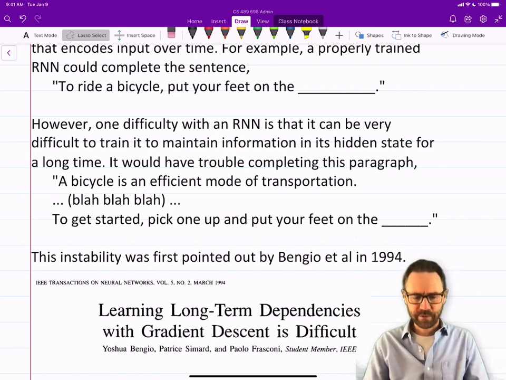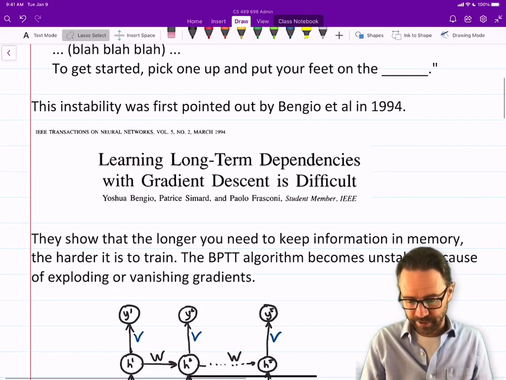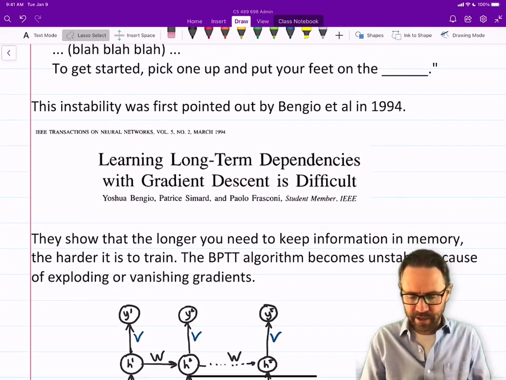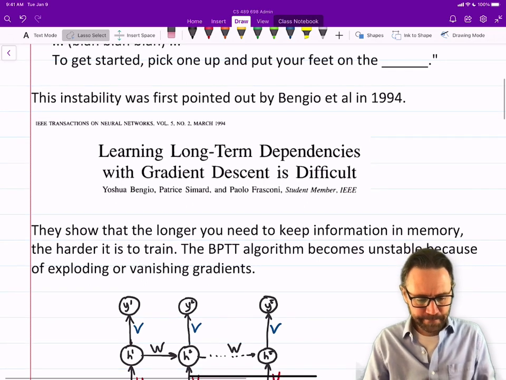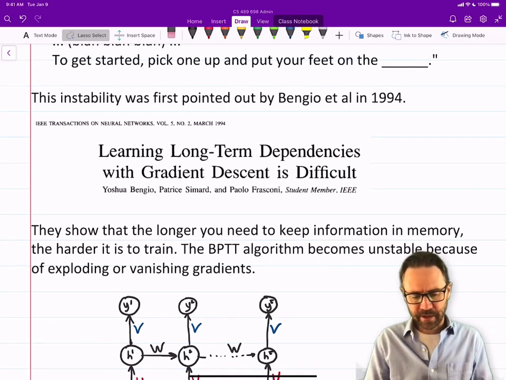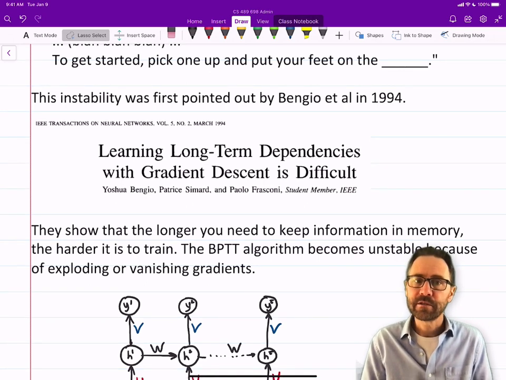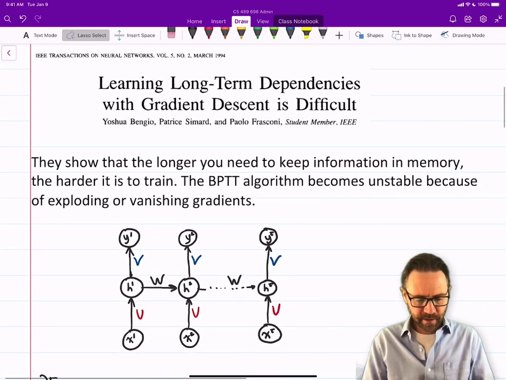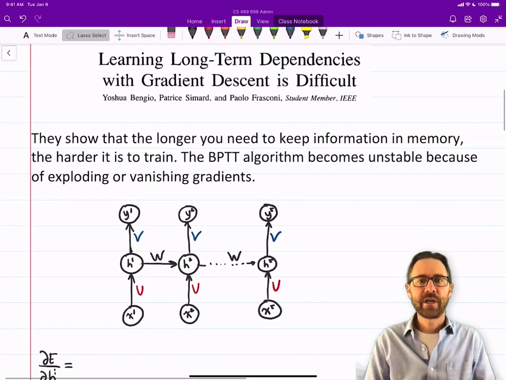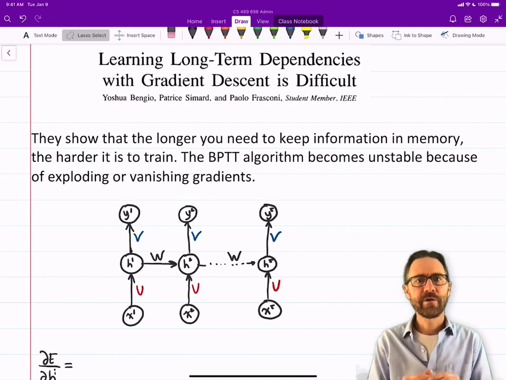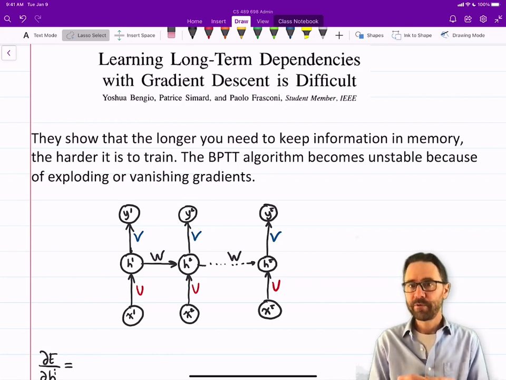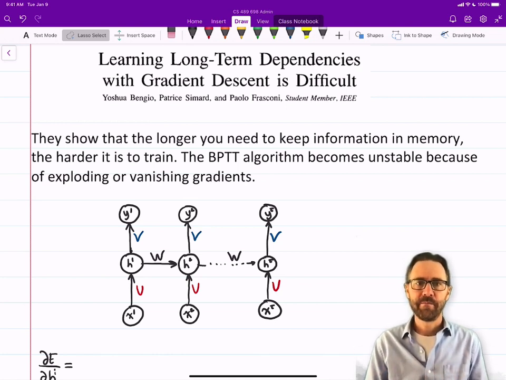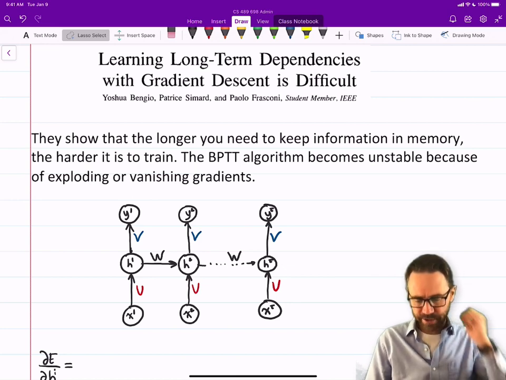So the instability was first pointed out by Bengio et al., Yoshua Bengio et al., in 1994 in this paper: Learning long-term dependencies with gradient descent is difficult. They showed that the longer you need to keep information in memory, the harder it is to train. The backprop through time algorithm becomes unstable because of exploding or vanishing gradients.